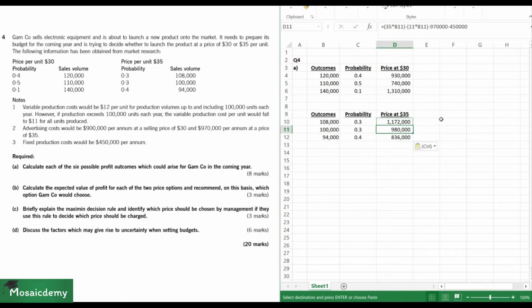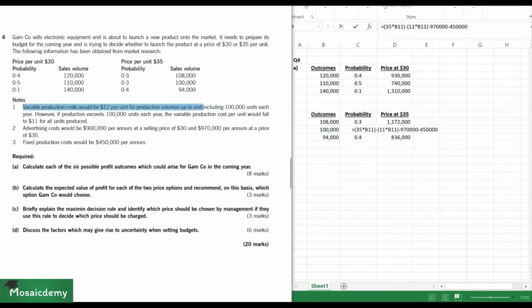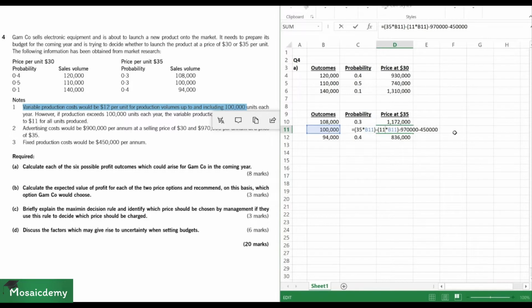Second, the price will remain at 35 into 100,000 units, but the variable cost, now this is interesting. It says variable cost will be $12 per unit up to and including 100,000 units. So now instead of 11, we'll need to make this 12. Advertisement cost will remain at 970,000 and fixed cost will remain at 450,000. Let's copy and paste this formula below. Last one, 35 into 94,000 is fine. Variable cost, again, it's less than 100,000 units, so it will remain at 12, and advertisement and fixed cost will remain the same. So there we have it.